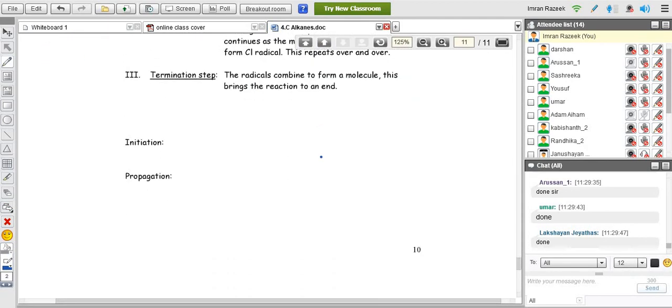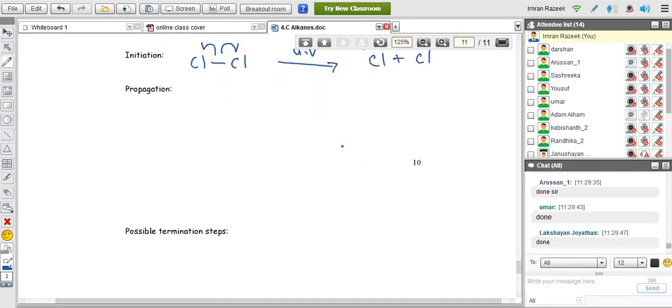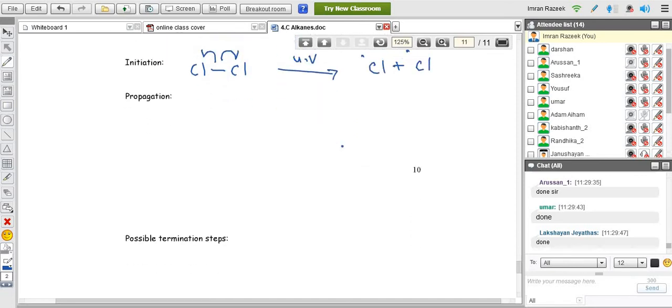I'm going to write the step here. The chlorine-chlorine bond is in a non-polar molecule. The bond breaks homolytically in the presence of UV light or diffuse sunlight. That results in free radicals. This is the initiation step. Always remember, a free radical will always react with a free radical. A free radical will only react with a free radical to form a neutral molecule.